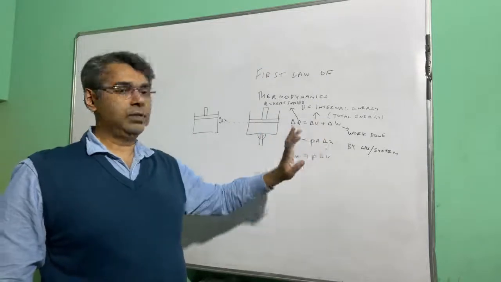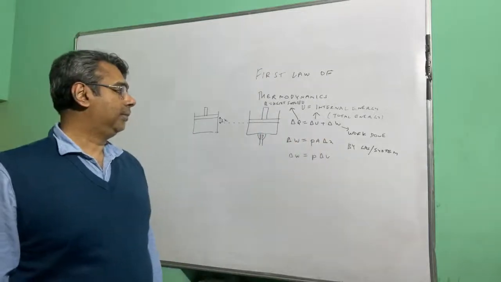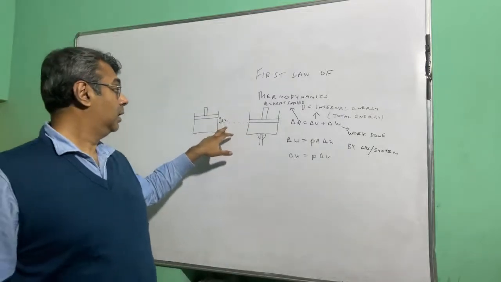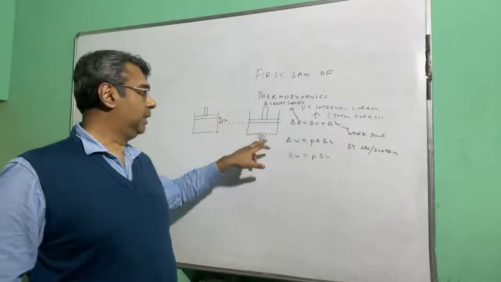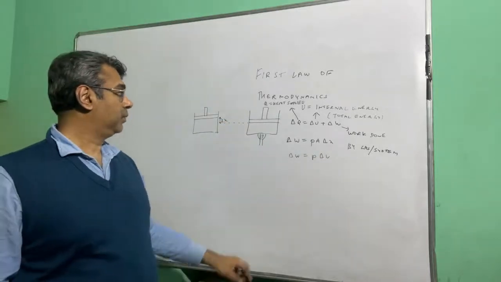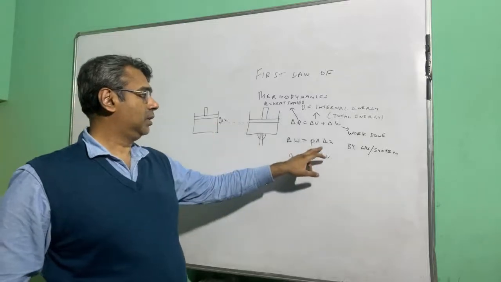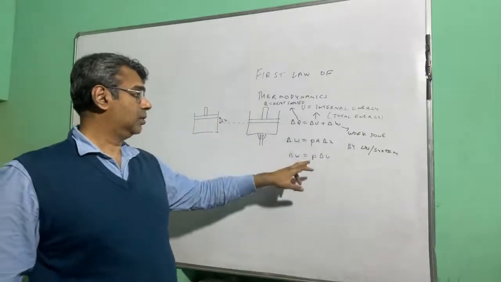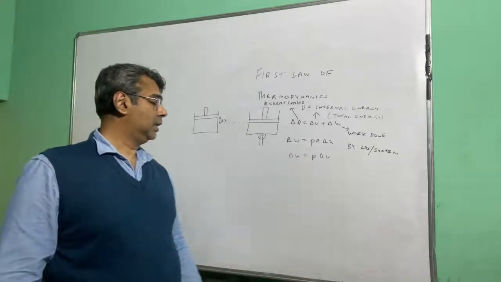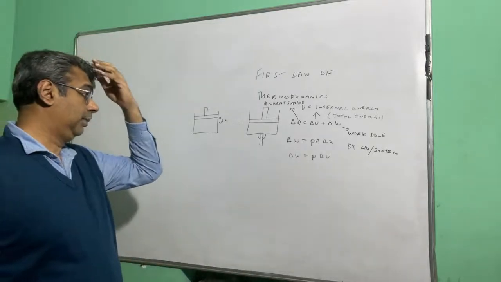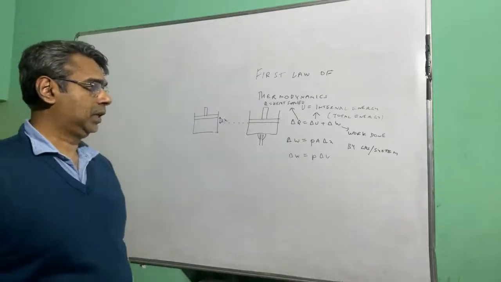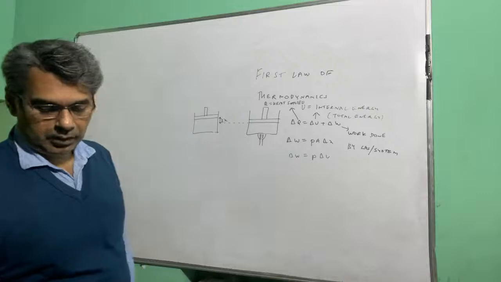So delta Q is delta U plus delta W. And once again I am saying that when the piston moves out by delta x, the pressure of this gas is P, pressure into area is force, force into delta x is the work done. So the work done by this gas is pressure into area into delta x, which can also be written as pressure into delta V. So delta W is equal to P into delta V. This is the general formula for work done.